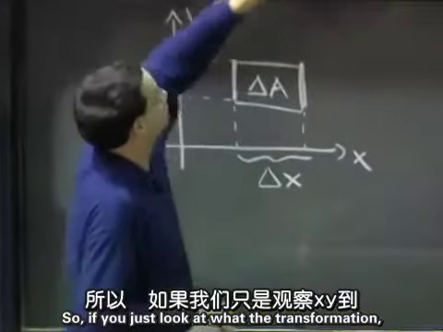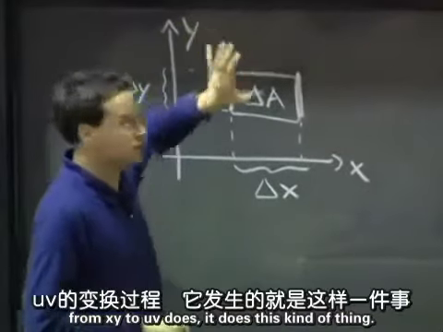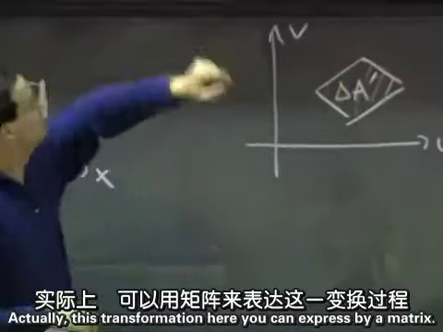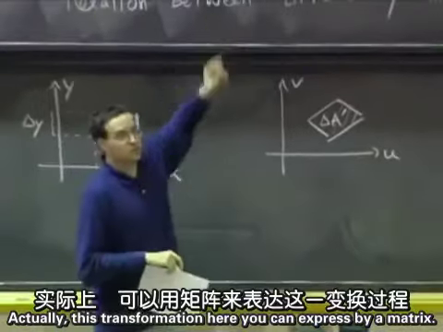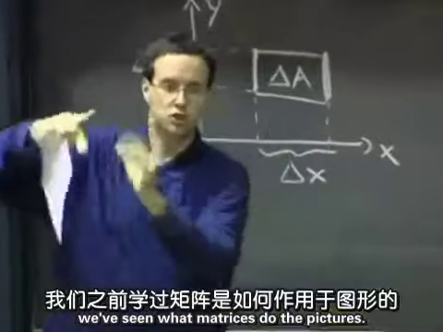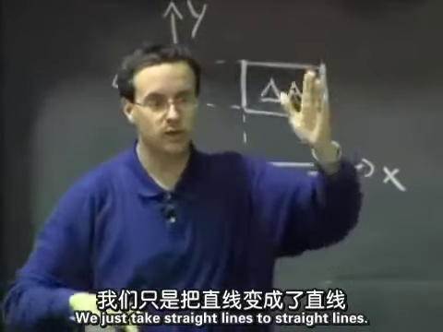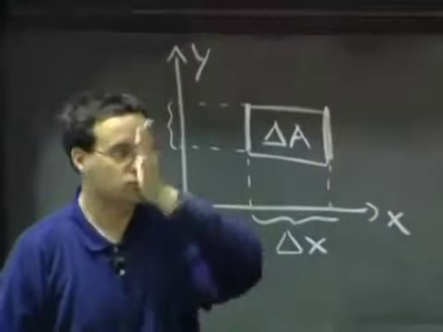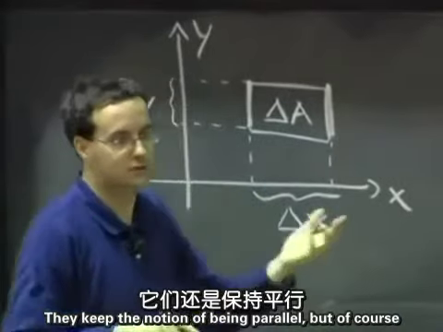So if you just look at what the transformation from xy to uv does, it does this kind of thing. Actually, this transformation here you can express by a matrix. And remember, we've seen what matrices do to pictures. They just take straight lines to straight lines. They keep the notion of being parallel, but of course they mess up lengths, angles, and all that.